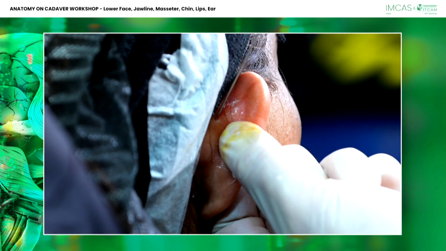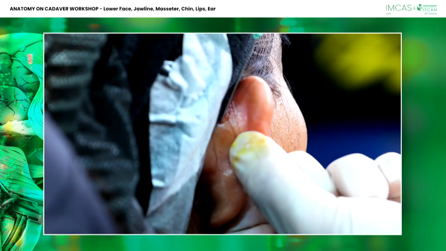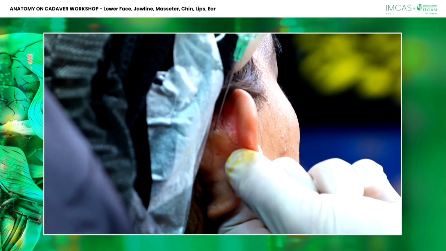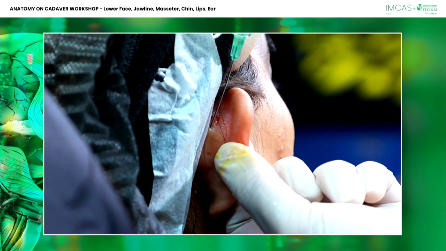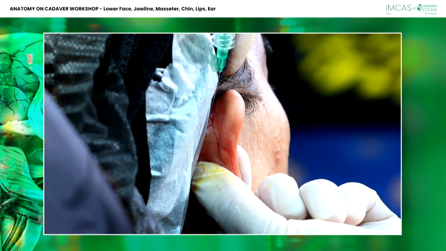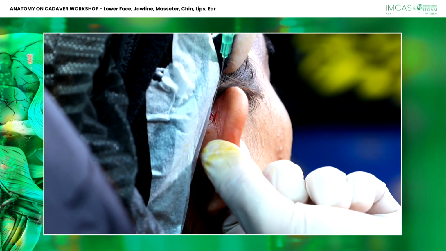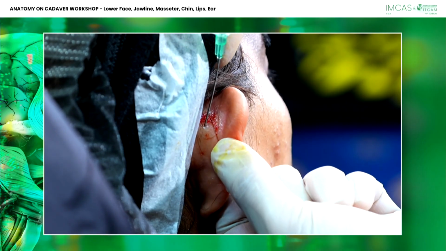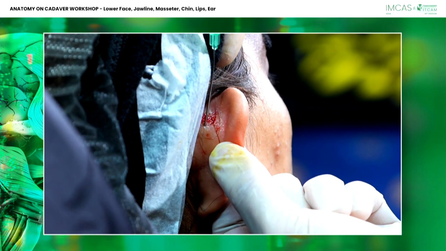And then a few questions from the audience. One question, and I think any of the injectors or anyone on stage can answer this. Can we create definition of the vermilion border with a blunt cannula? What do you think? Yeah, I think it's not as good as a sharp needle, definitely.